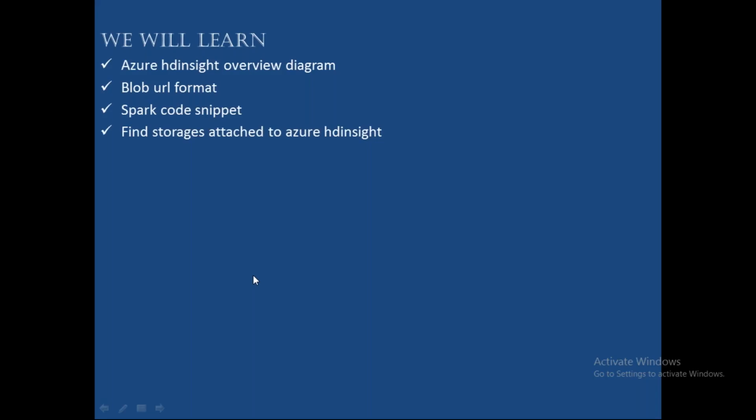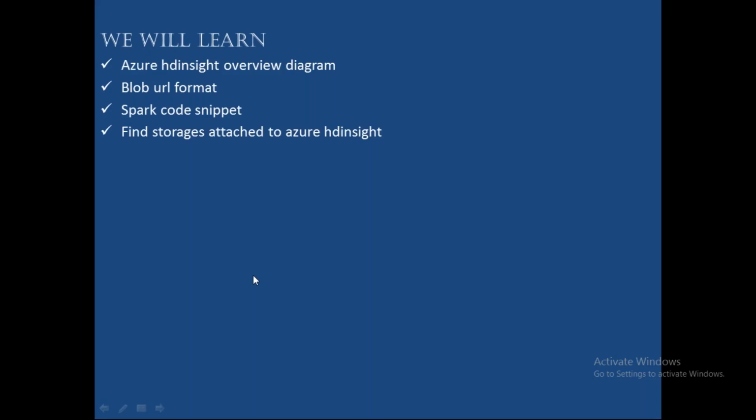In Databricks, we have seen we are able to connect to the SQL database, SQL data warehouse, data lake storage Gen 1, data lake storage Gen 2, and blob storage. All these things we have learned. Now suppose in the same way I want to read data from a SQL database by using an Azure HDInsight Spark cluster. By using the Azure HDInsight Spark cluster, I want to read data from blob storage, from data lake storage Gen 1, from data lake storage Gen 2, and from SQL database.